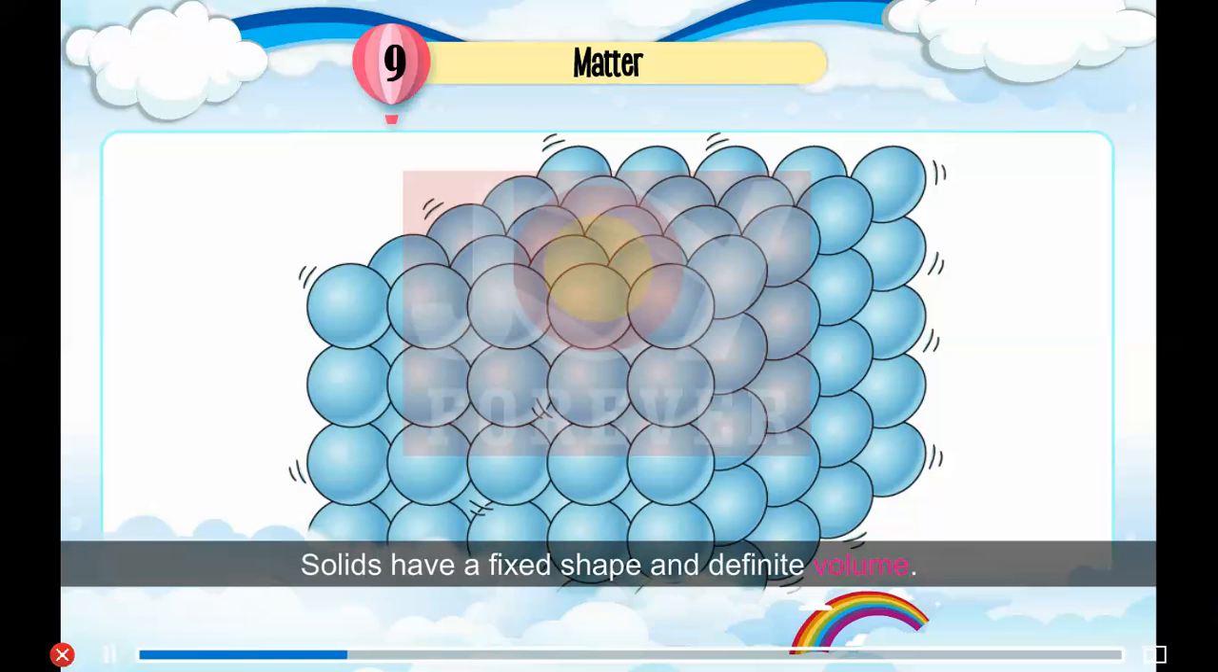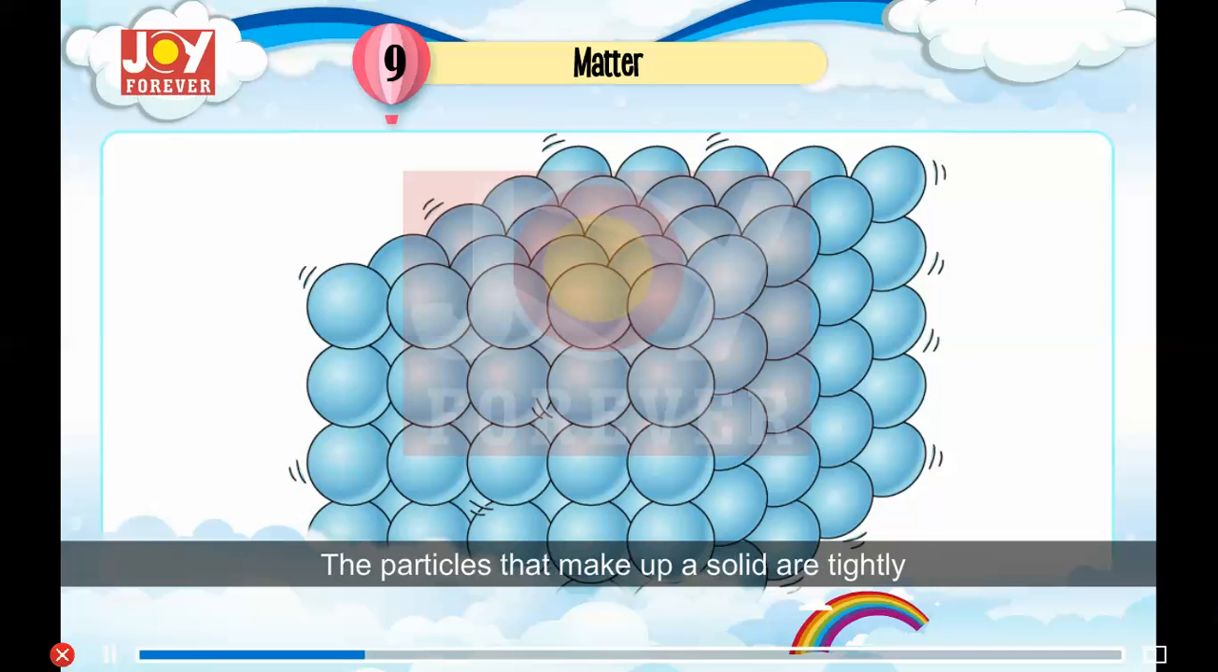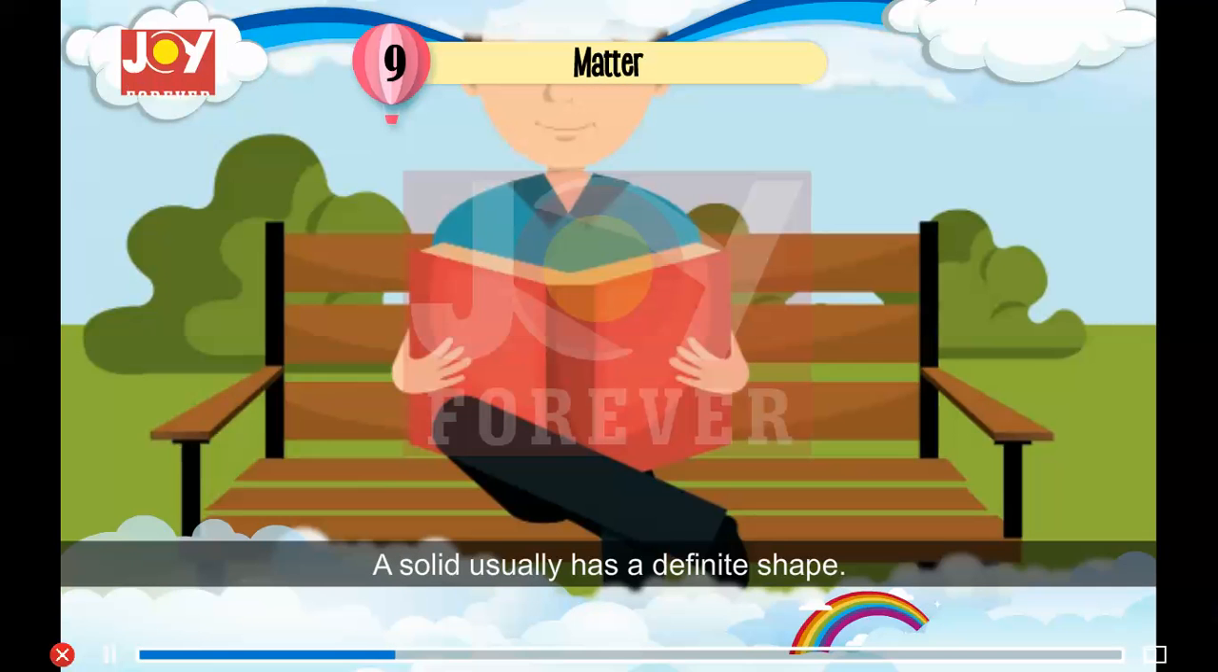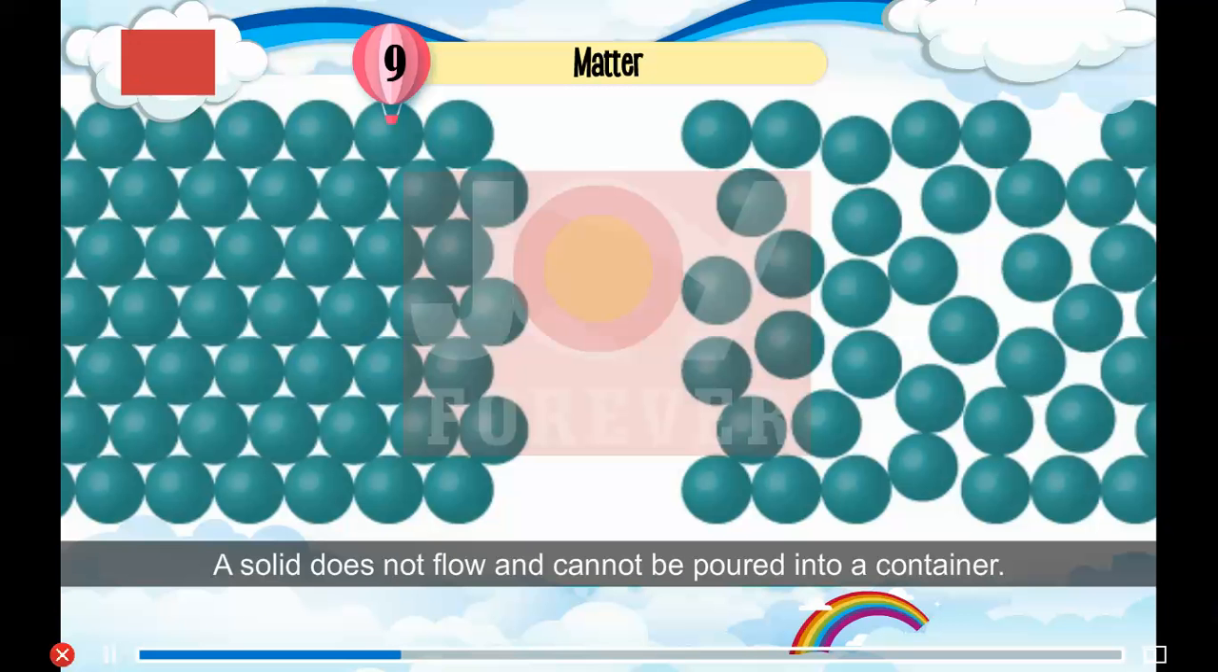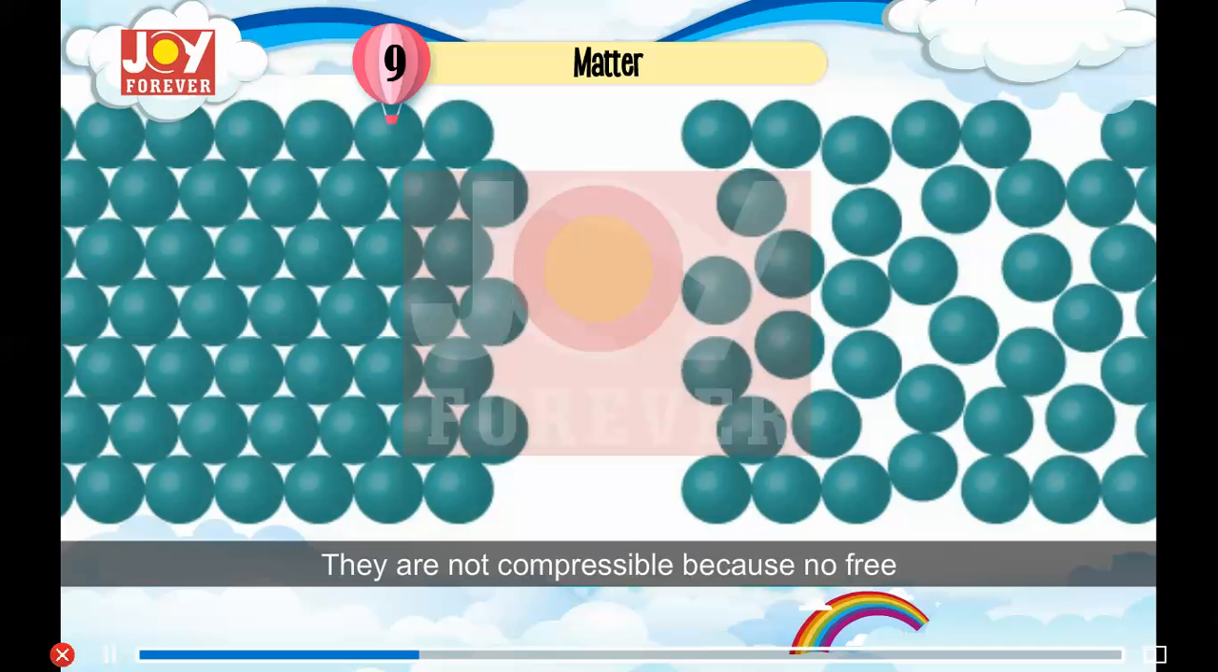Solids. Solids have a fixed shape and definite volume. Volume is the amount of space that an object occupies. The particles that make up a solid are tightly packed together and cannot move easily. This gives a solid the following properties. 1. A solid usually has a definite shape. 2. A solid does not flow and cannot be poured into a container. 3. They are not compressible because there is no free space in between the particles.